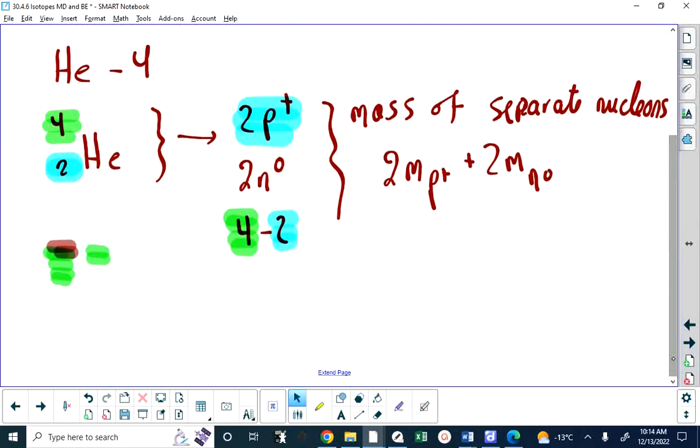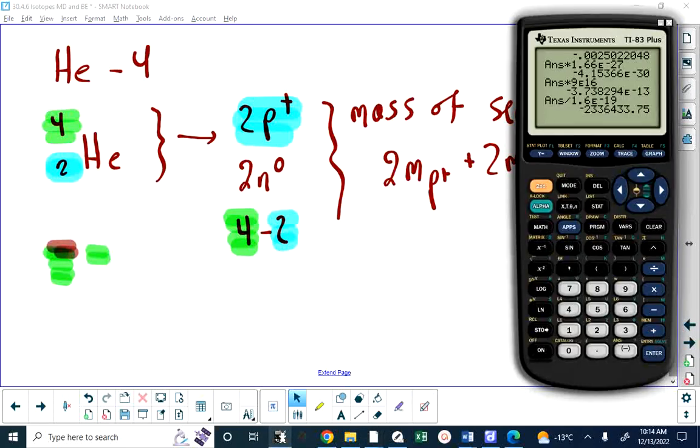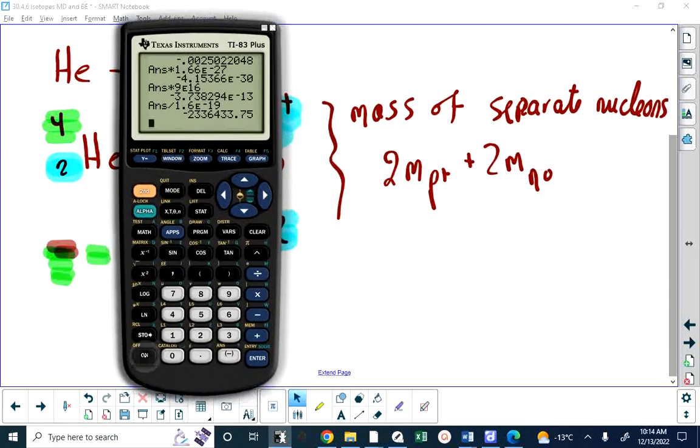Obviously, if I gave you some kind of written question or you were in post-secondary doing some kind of an assignment, you would want to show the substitutions. 2 times 1.6726 times 10 to the negative 27. That's the mass of a proton. And then plus 2 times the mass of a neutron, 1.6749 times 10 to the negative 27. Mind you, if you mixed up the 2 masses, in this case it wouldn't matter because there's 2 of each.